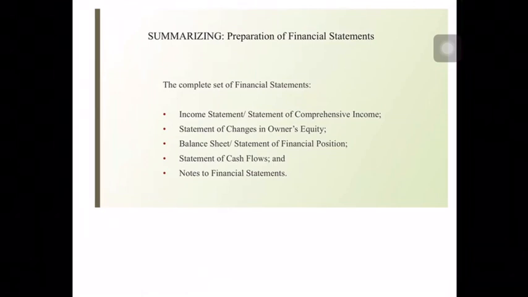When we say complete set of financial statements, you have there a list of the financial reports or financial statements that a business must prepare at the end of every accounting period. So a business should be able to prepare an income statement or a statement of comprehensive income, a statement of changes in owner's equity, a balance sheet or a statement of financial position, your statement of cash flows, and the notes to financial statements.